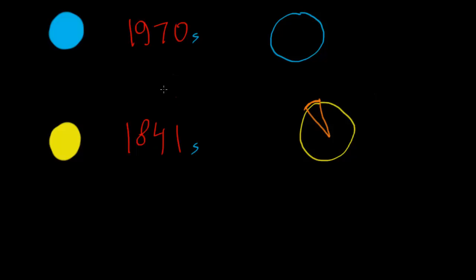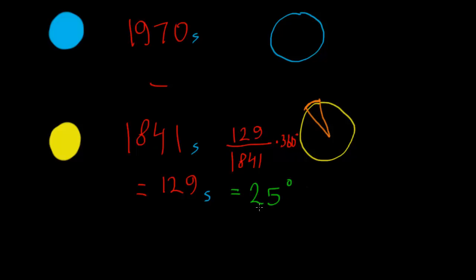Well, first of all, we find the difference between these two numbers, and this is going to be 129 seconds. And so this means that this right here is 129 seconds. Now what I'm looking for is how many degrees will the spaceship cover in this time. And how do we find this? Well, we find this by first looking at the ratio of 129 to the original value of 1841. And then we introduce the circle here and basically multiply everything by 360 degrees. And this answer is roughly about 25 degrees.